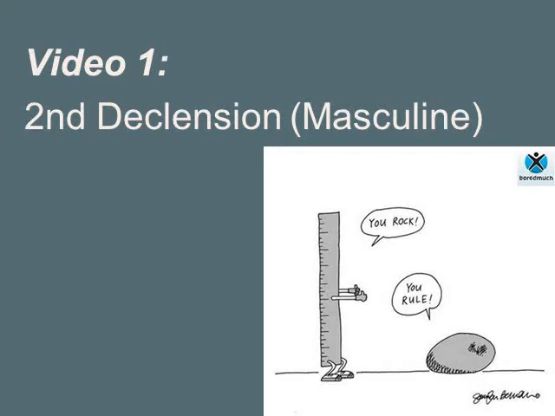In this video, we will look at the second declension masculine, and by the end of the video, you should be able to identify the second declension masculine endings, be able to translate second declension masculine words in a Latin sentence, and be able to identify second declension nouns as well as first declension nouns by their dictionary entry.